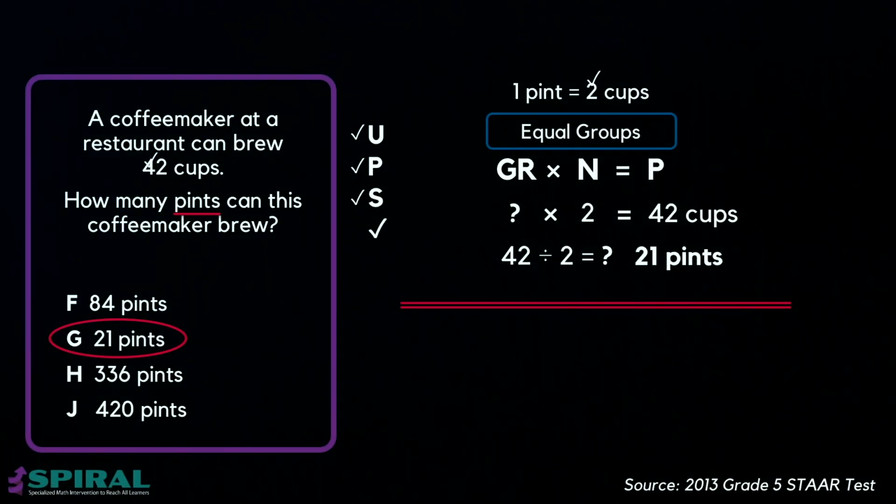Our last step is to check our answer, and to check our answer we can just do 21 times 2, and we see that this gives us 42 cups, which is what we started with in our problem, so it checks out. And so we have checked our work and solved this problem.